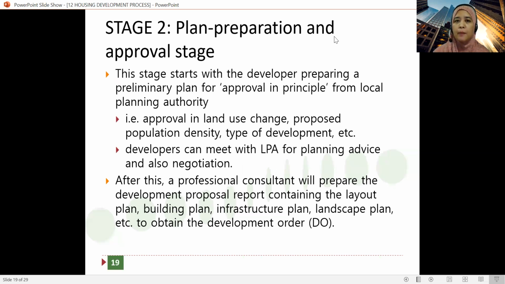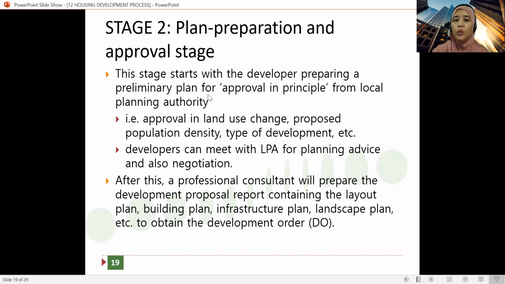Stage 2 is the plan preparation and approval stage. Plan preparation, approval. Plan apa? We just learned that before. There are many types of plans. The LCP especially for planning permission. Okay. This stage starts with the developer preparing a preliminary plan for approval in principle from the local planning authority.